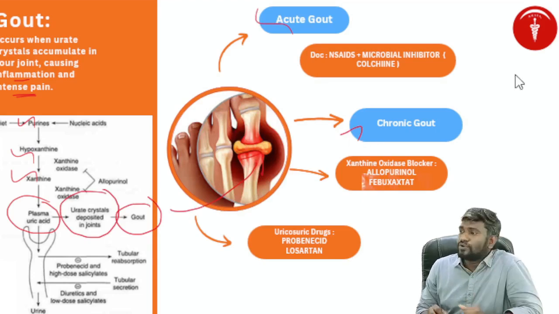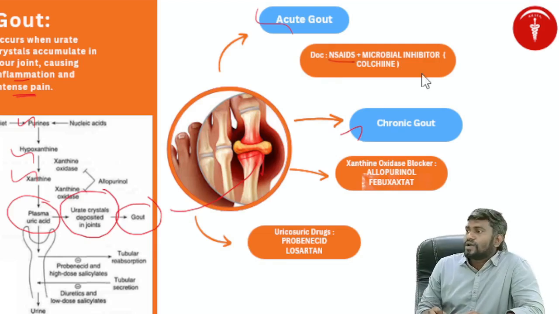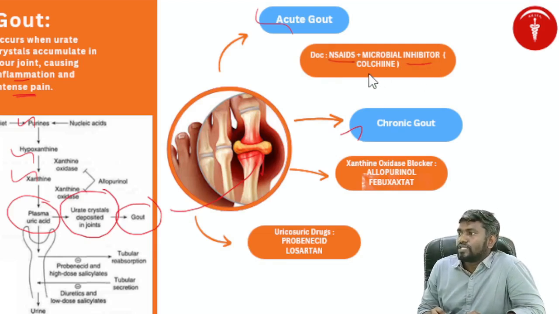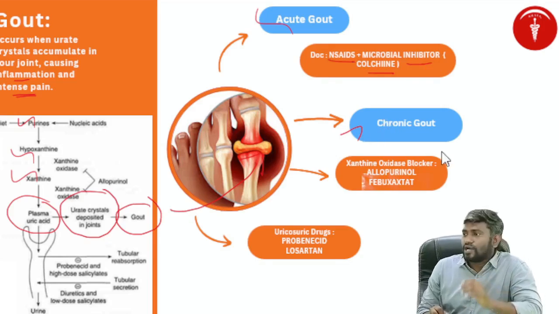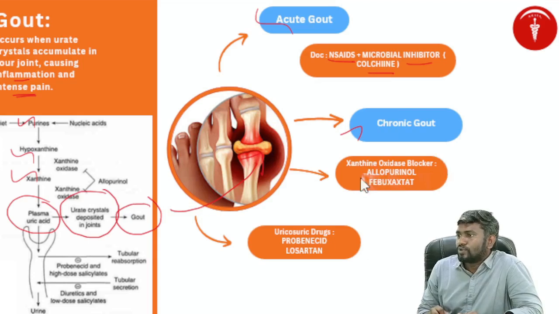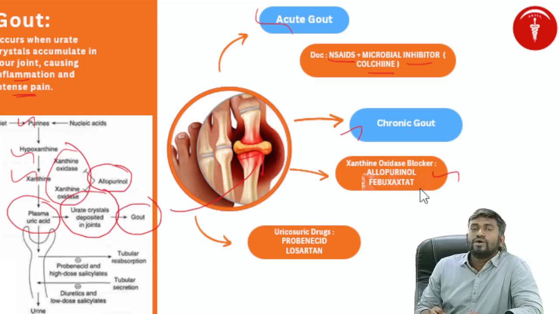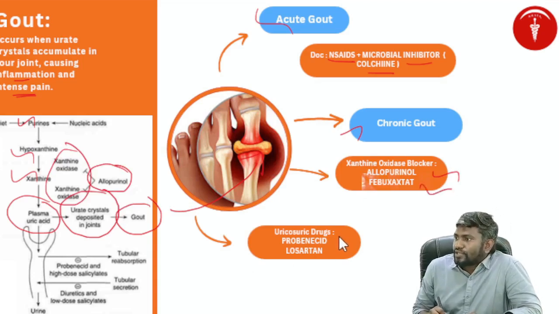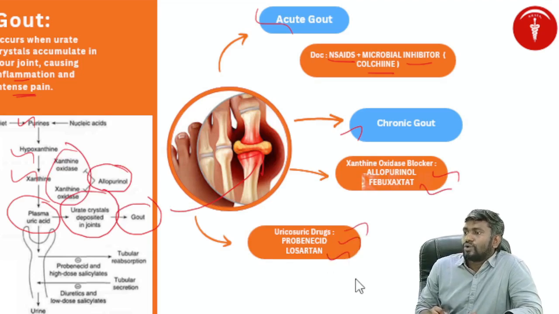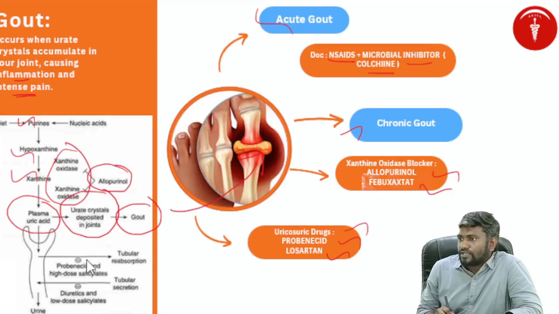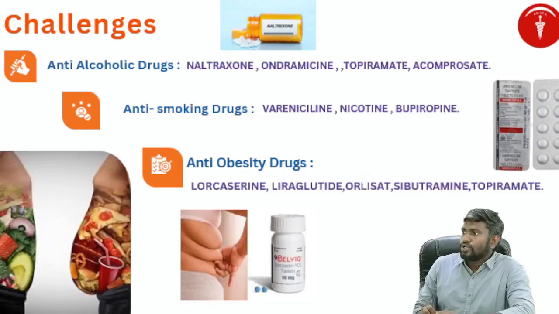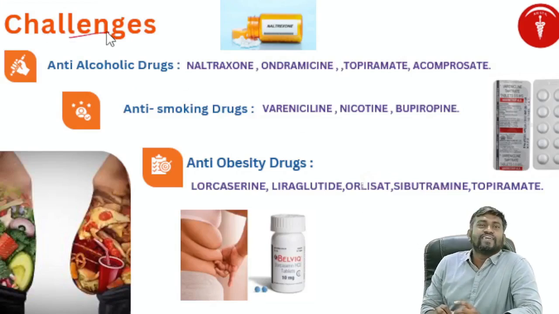The treatment for acute gout is going to be NSAIDs plus the microtubule inhibitor, which could be colchicine. For chronic gout, we are going to give a xanthine oxidase blocker, which is allopurinol. Yes, we are going to give allopurinol or febuxostat. In case of uricosuric drugs, we can give probenecid or losartan. Here we are going to give probenecid. Great.